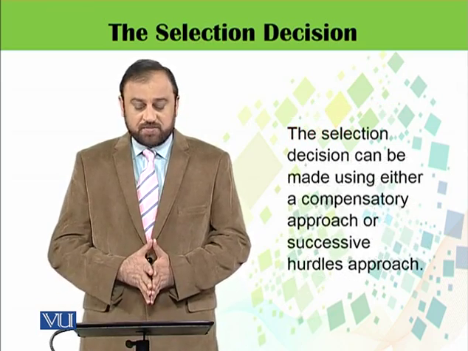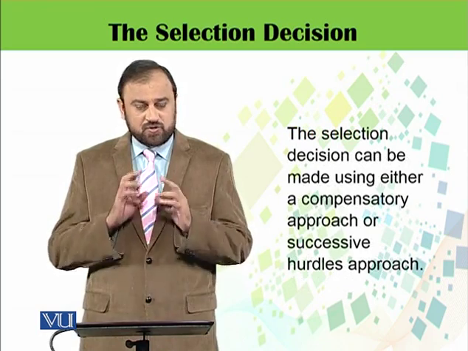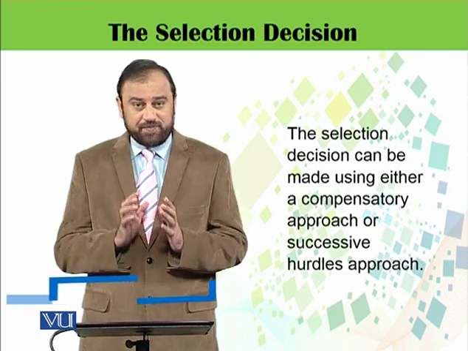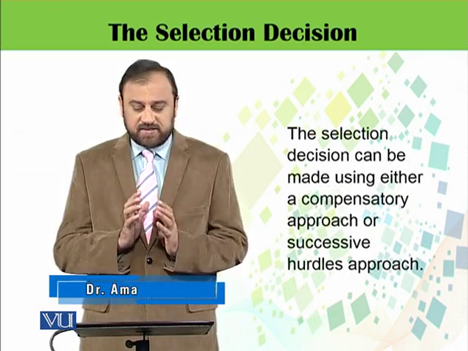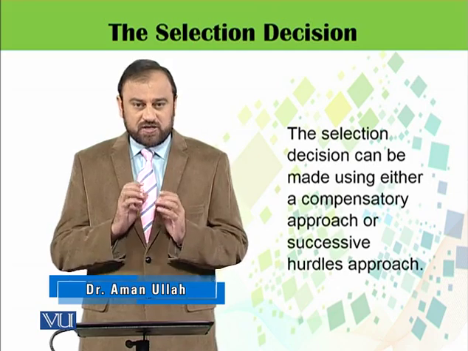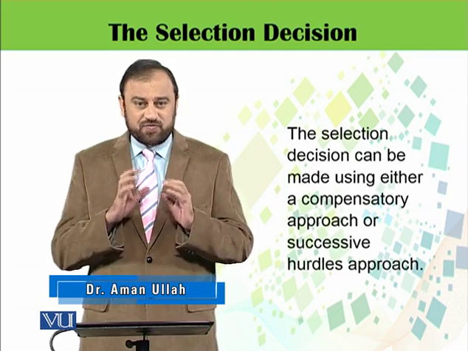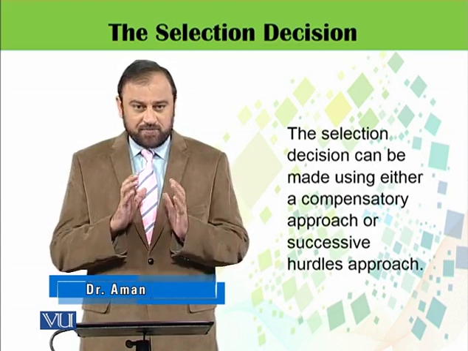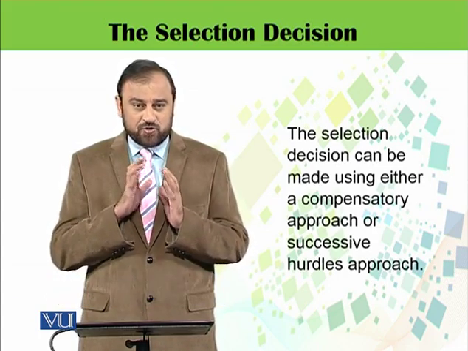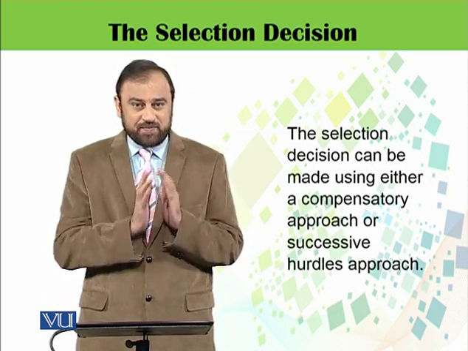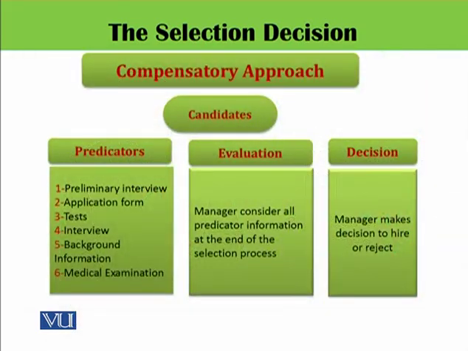The selection decision can be made using either of two approaches. One is a compensatory approach and the second is a successive hurdles approach. These two approaches can be used to make the final selection decision. It is up to you what kind of approach you are using and why you are using that particular approach. First, we will talk about the compensatory approach.